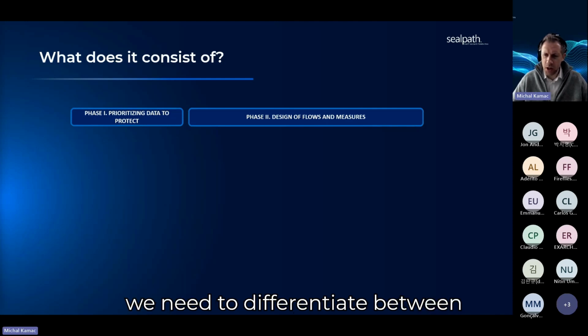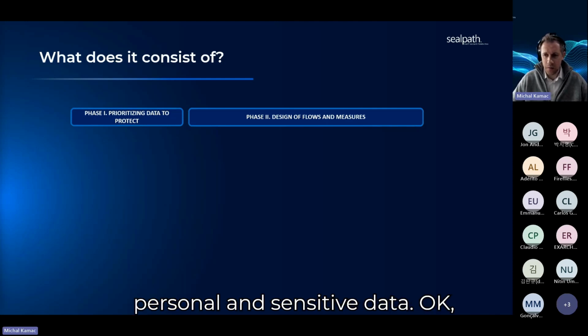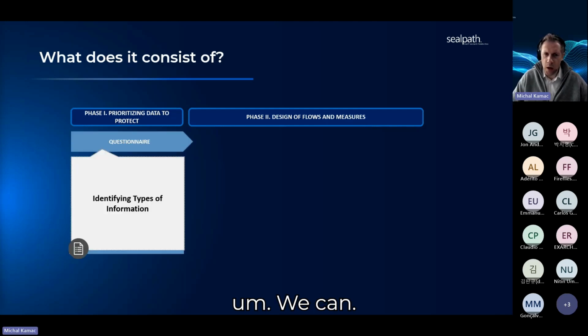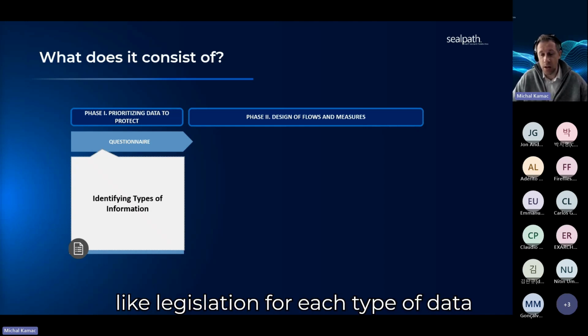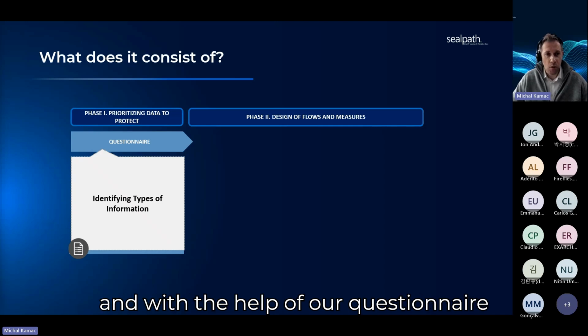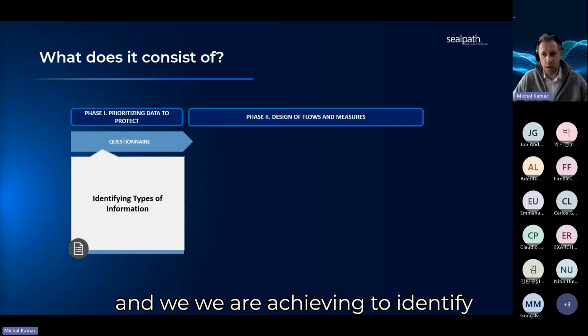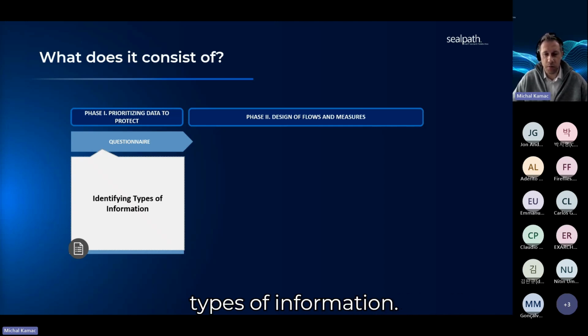Obviously, we need to differentiate between personal and sensitive data. There is a difference in legislation for each type of data, and with the help of our questionnaire, we are able to identify types of information.